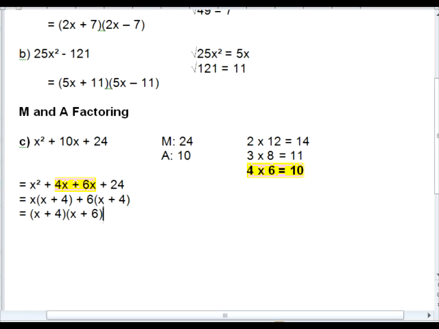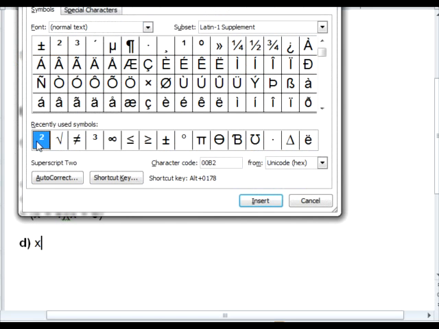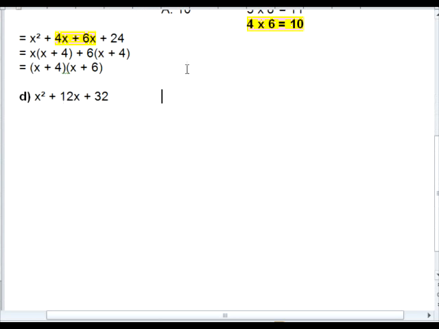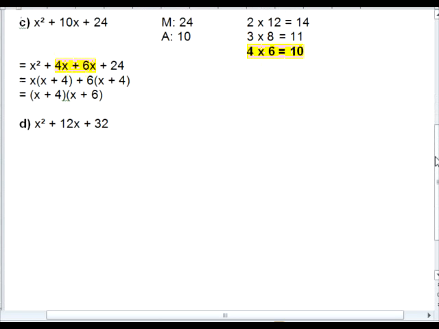Right, x plus 4 and x plus 6, and we're done. Okay? I'd like you guys to try this for me, please, right now. I'll make a new question, so it's going to be x squared plus 12x plus 32. Okay, so if the supply teacher could pause the video, please, I'd like you guys to try this for me, and I'd appreciate it. I'll leave this here, so if you want to take a look at it, go ahead.